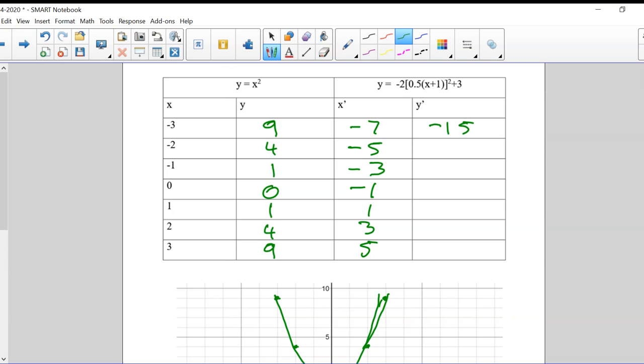This doesn't follow the same pattern like the x's, so let me just warn you about that. Let's try the next value of y. The next value of y, multiply by minus 2 again. So let me just think, that would be minus 8. So minus 8 plus 3 is minus 5.